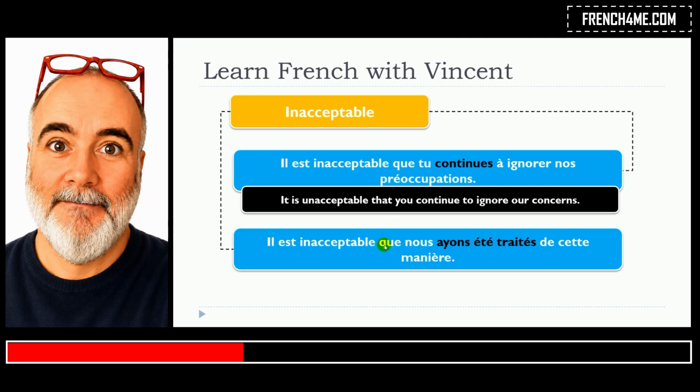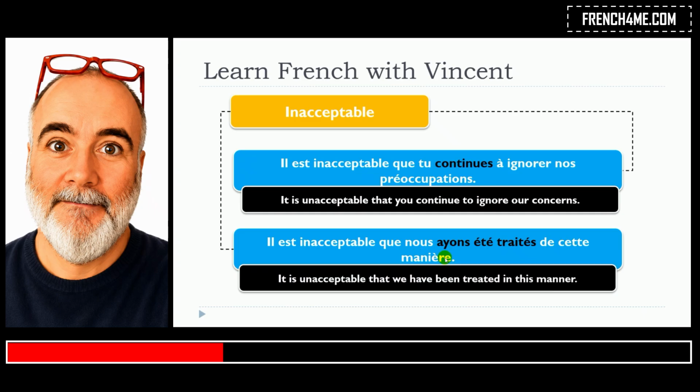Il est inacceptable que nous ayons été traités de cette manière.